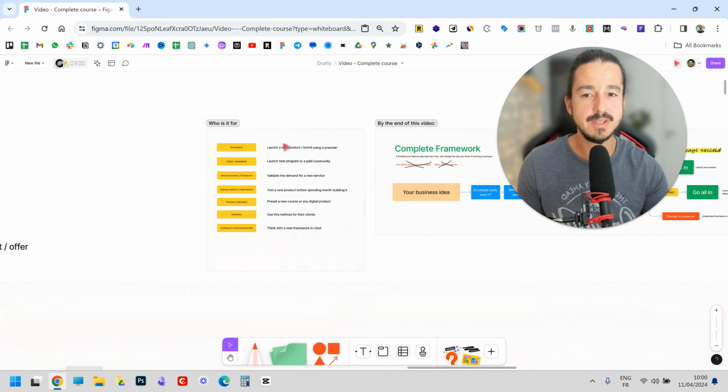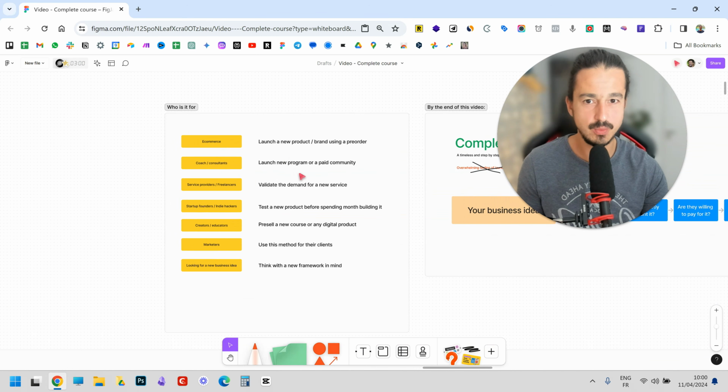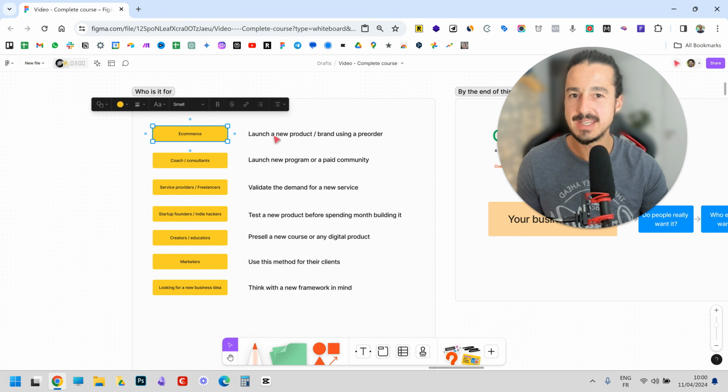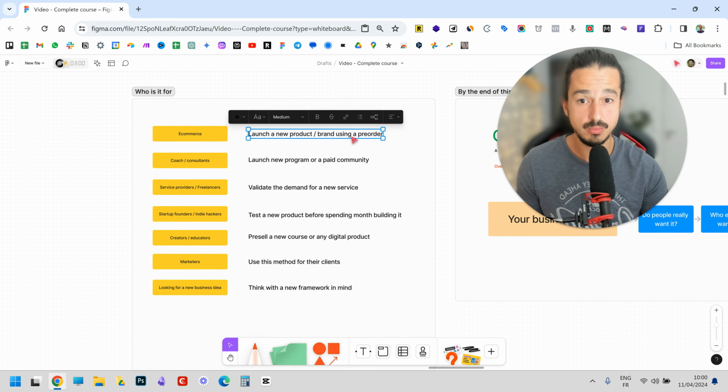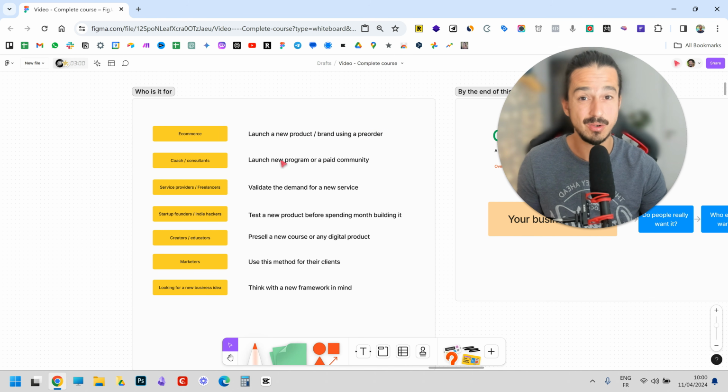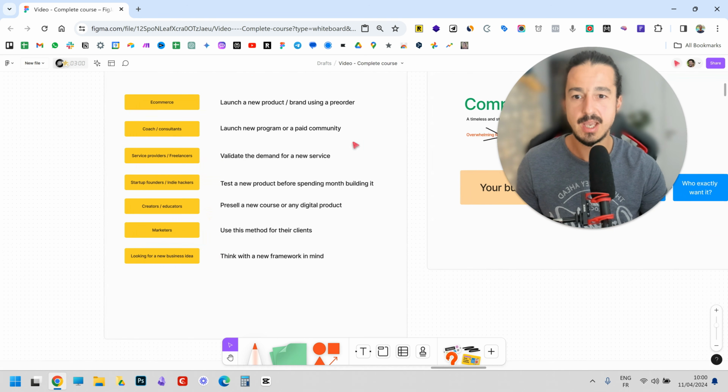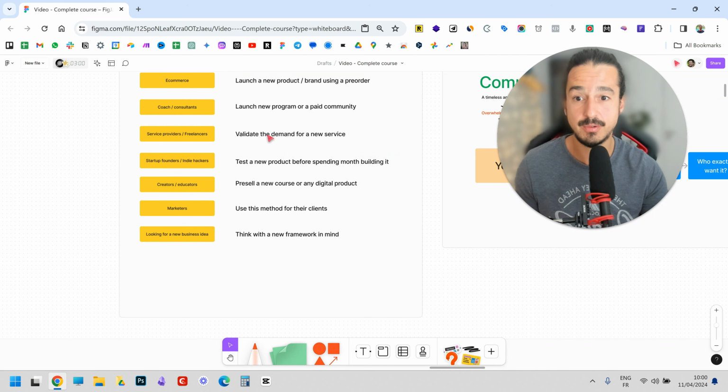First question is, who is it for? Who can use this technique to launch a product? Well, basically any physical product brand for e-commerce that wants to launch a new product or a new brand can use this technique. Coaches or consultants that want to start a new program or even a paid community, a membership, a service provider, freelancer, to just know if there is demand for a certain service, startup founders or indie hackers that obviously want to know if their business idea is worth their time before they spend months building it.